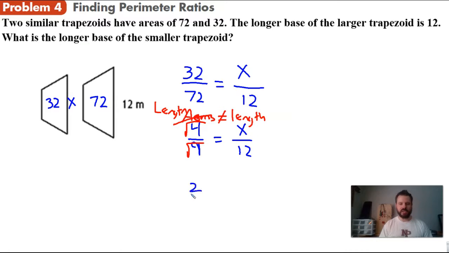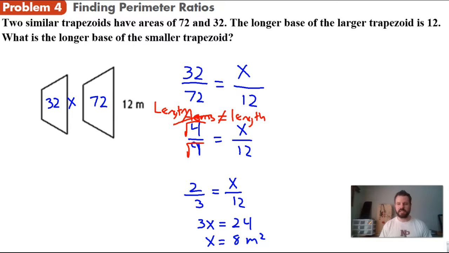So what I can solve then is 2 over 3 is equal to x over 12. These are both ratios of lengths now. Now I can cross multiply and divide and find that missing length. Okay, so I have 3x is equal to 24. All right, so that means that x is just equal to 8, and we'll say meters, because this time we're not solving for an area, we're solving for a length. Right, there you go. That's it for 10.4.